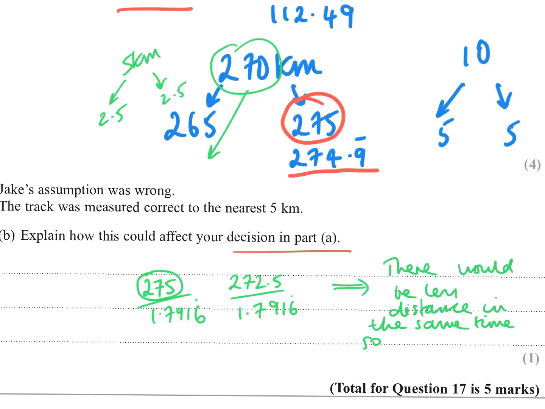So the maximum average speed would drop. Okay, so quite a long statement there, but I think necessary to write that down. Okay, so let's move on.